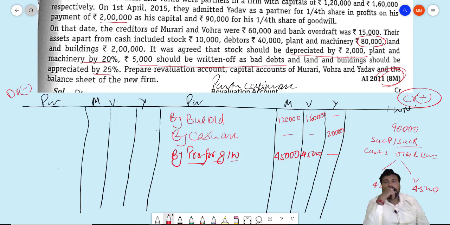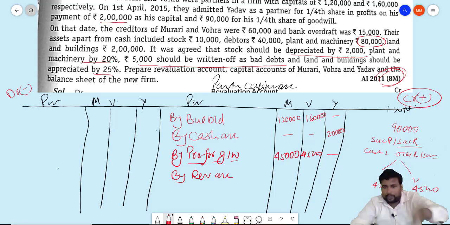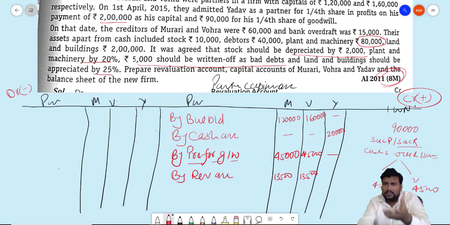Next, revaluation profit and loss. Any revaluation profit and loss? Yes, we have a revaluation profit. We had already solved the question and you had recorded that. So by revaluation account. Why are we recording the revaluation account on the credit side? Because the partner is receiving the revaluation profit, and profit always increases the capital. When capital increases, it is recorded on the credit side, and our revaluation profit was 13,500. Anything more in the question? Nothing, but we will solve it. It's a basic question. I'm taking this question because it is very basic.